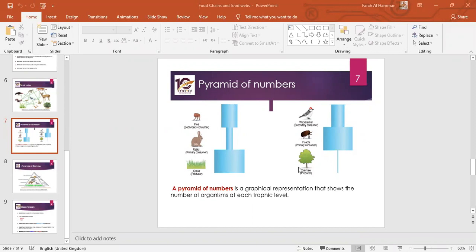Any questions, students? So we end up this way constructing a pyramid of numbers, which shows the relationship of the numbers of organisms at each trophic level in specific food chains. Let's take a look at the second example, yes?